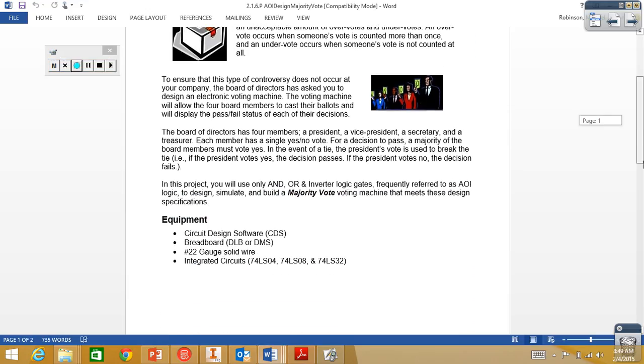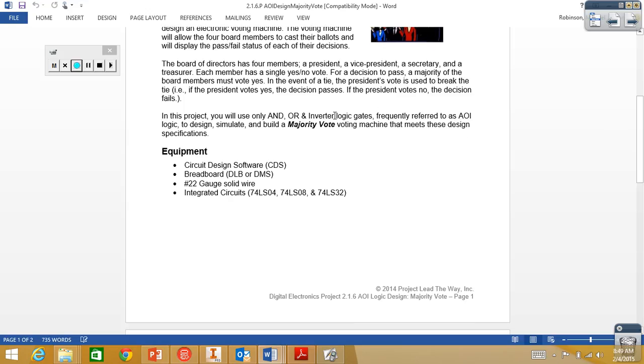So in this project, you will use AND, OR, and inverter logic gates, referred to as AOI logic, to design, simulate, and build a majority vote voting machine that meets the design specifications.